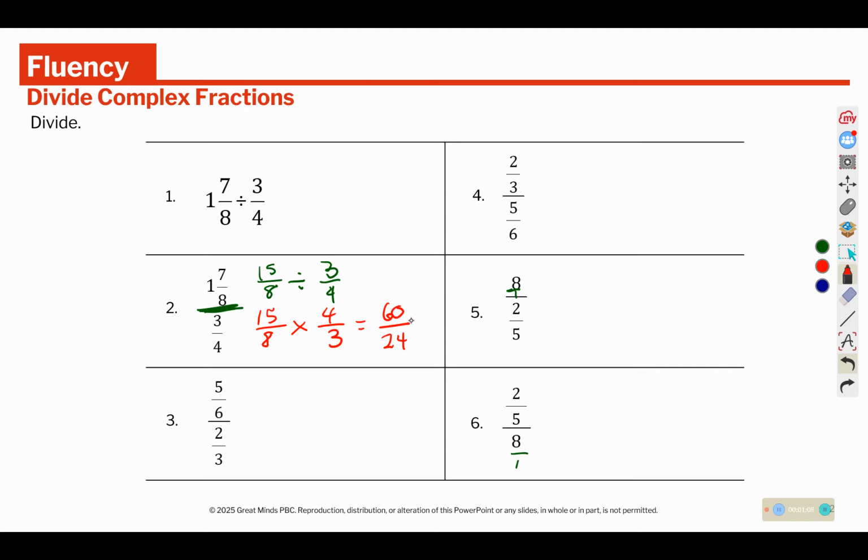I know that 3 goes into both of those, so I'm going to reduce. 3 times 20 makes 60, and 3 times 8 makes 24. I can reduce that again because both of those are even. 2 times 10 makes 20, and 2 times 4 makes 8. They're still both even, so I can continue to reduce again. 2 times 5 makes 10, and 2 times 2 makes 4. So our final answer here is 5/2.